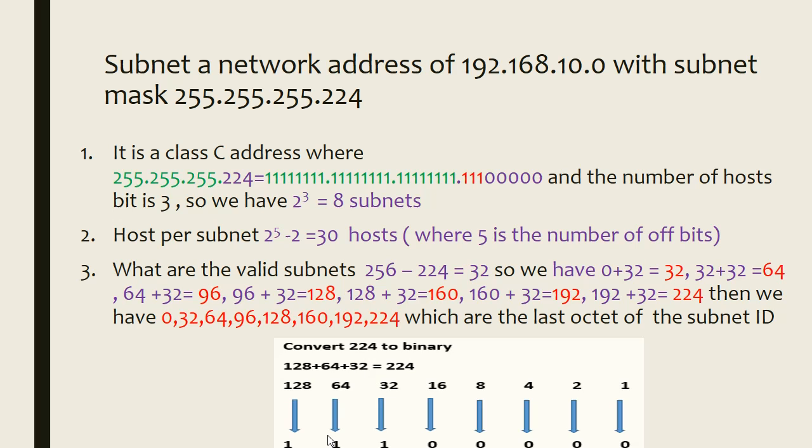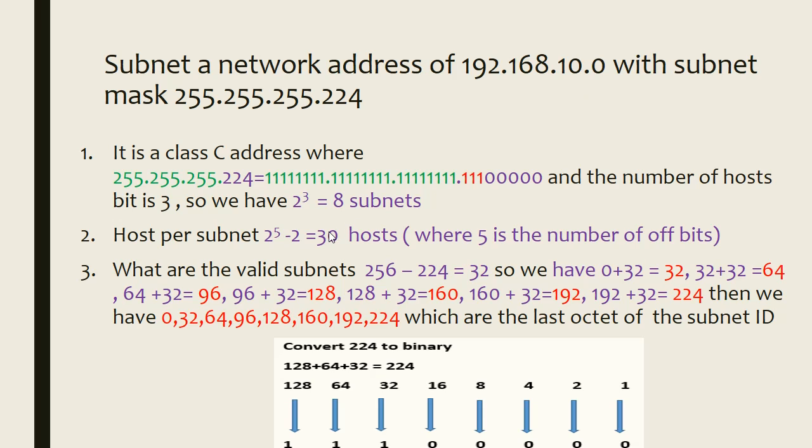So that means the numbers I'm adding together are represented with 1, while the others are 0. 128 plus 64 plus 32 gives me 224. That's why they're 1 1 1, while the others are 0. So converting 224 from decimal to binary is 11100000. So I'm having 3 bits that are on. That's why I'm having 2 raised to the power 3, which gives 8 subnets. So this network address with this subnet mask has 8 subnets. That means I can subnet this network into 8 parts.